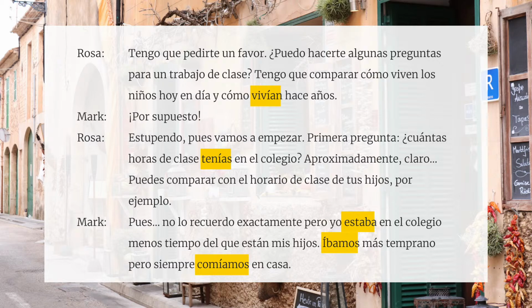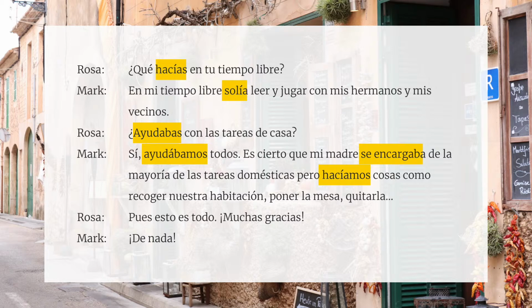Let's continue on. ¿Qué hacías en tu tiempo libre? So that's from the verb hacer. It ends in er, so we're adding the regular endings. And that's quite a surprise because hacer can very often be an irregular verb. But in the imperfect, it's wonderful because it's exactly regular. ¿Qué hacías en tu tiempo libre? What did you used to do in your free time? I see. En mi tiempo libre, solía leer y jugar con mis hermanos y mis vecinos. In my free time, I used to read and play with my brothers and sisters and my neighbors.